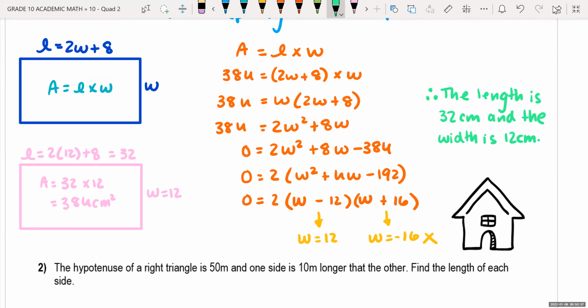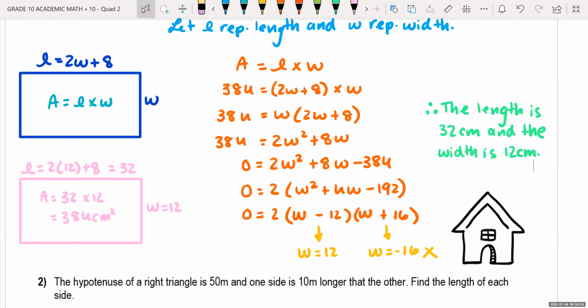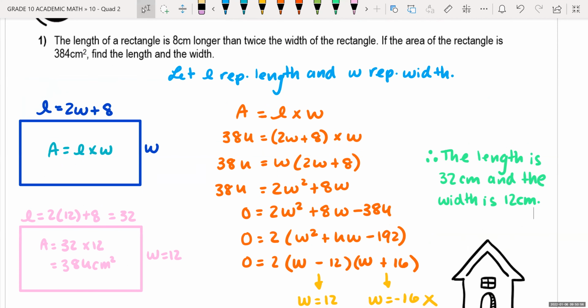I input 12, first of all, to figure out what the length is, because if my width is 12, then I can put that here and figure out what the actual length is, and then to do my check. Yeah, because to check, you need to make sure if you have a length of 32 and a width of 12, when you multiply those together, you should get the area that they've said in the question, which is 384.